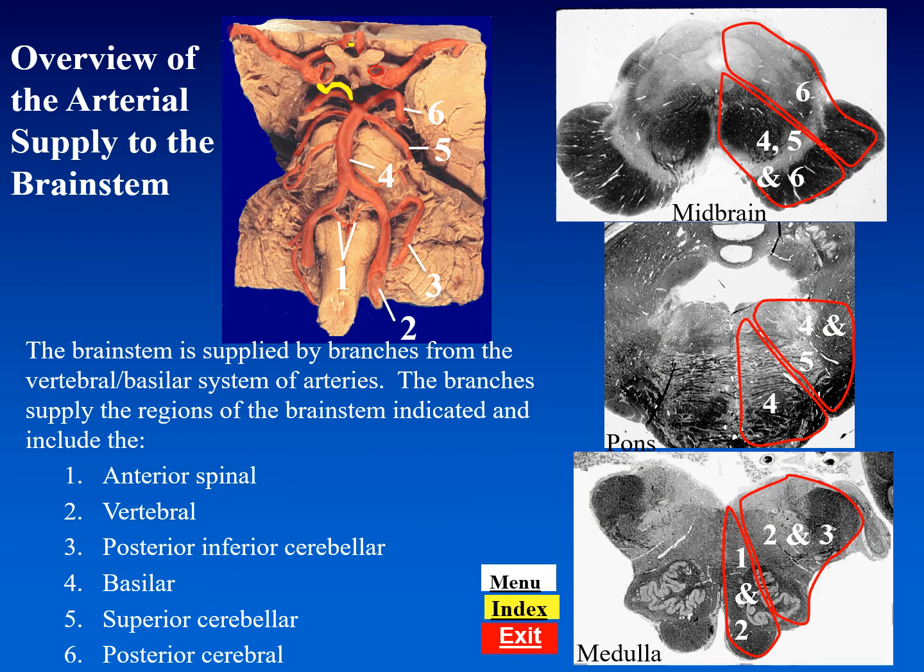This slide allows one to get a general idea of what areas may be impacted if an arterial channel is occluded and how it may impact the brainstem. I'll give you a moment to look at this, and then I'll switch to the next slide.